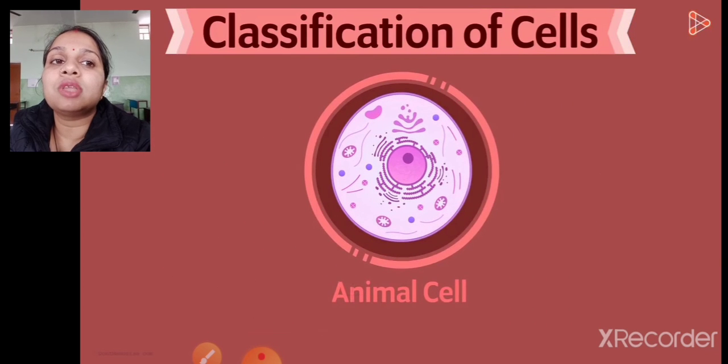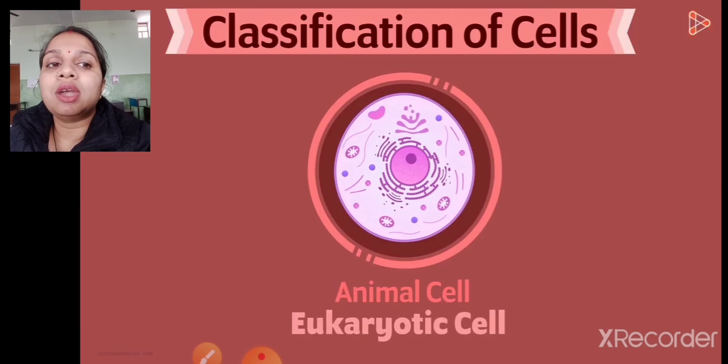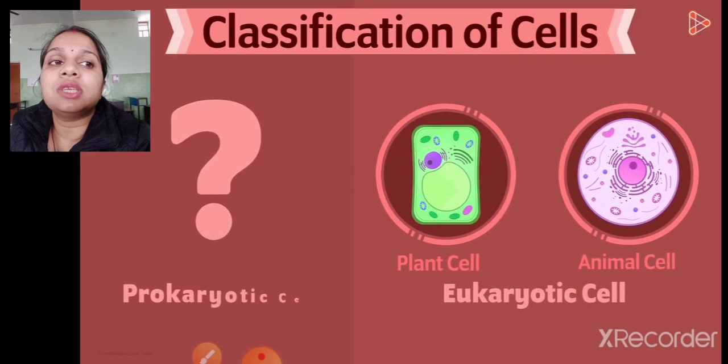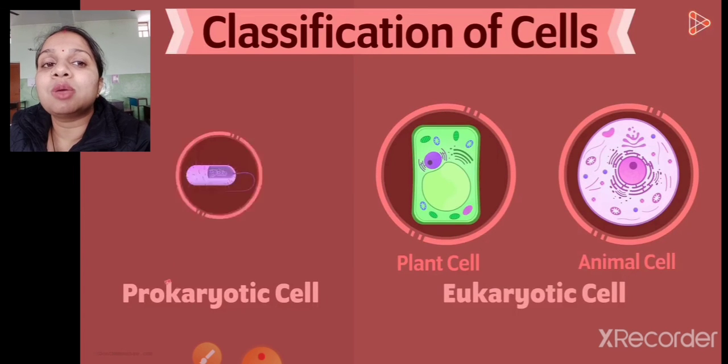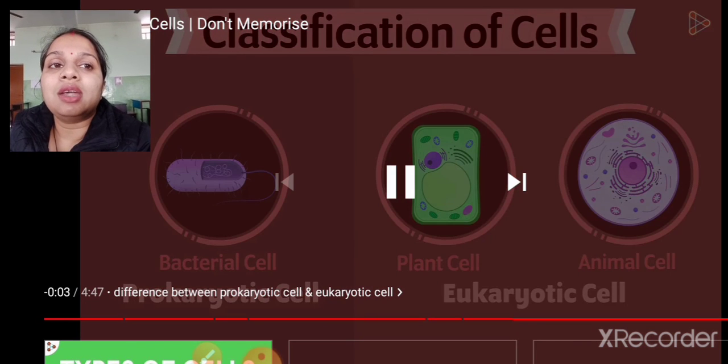Now we discuss examples of eukaryotic and prokaryotic cells. First, the example of eukaryotic cells: plant cell and animal cell are both examples of eukaryotic cells because they contain membrane bounded cell organelles. And what is the example of a prokaryotic cell? The bacterial cell is the example of a prokaryotic cell.